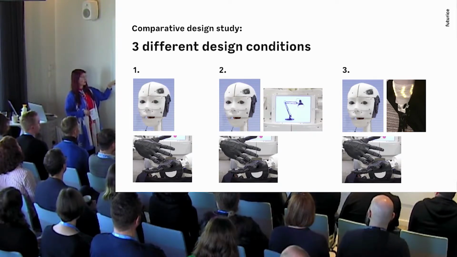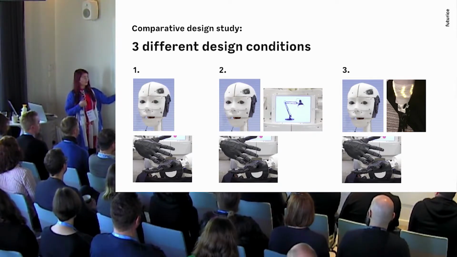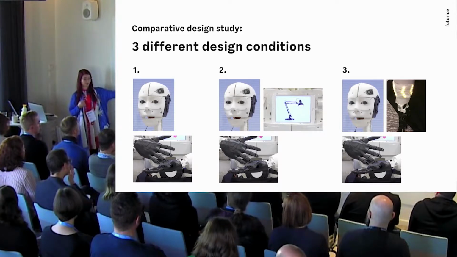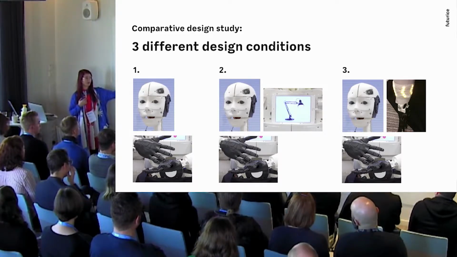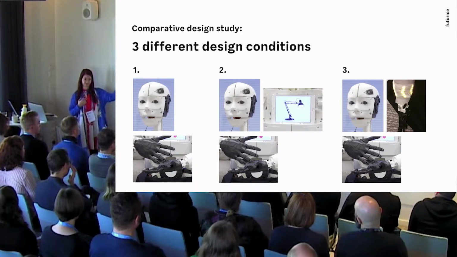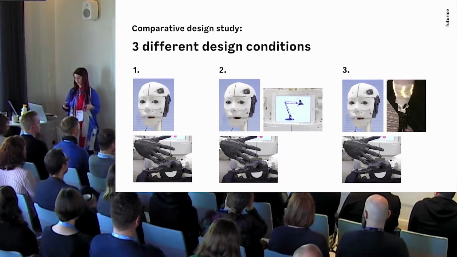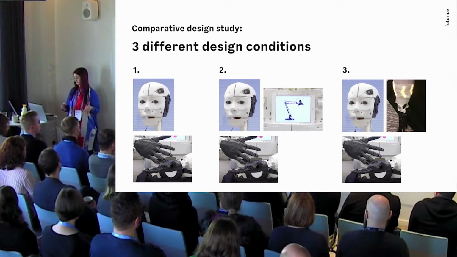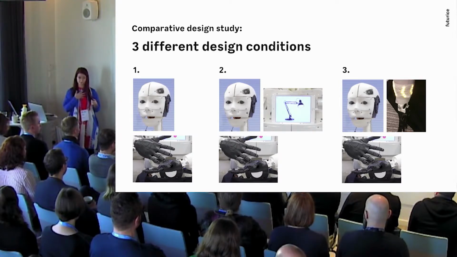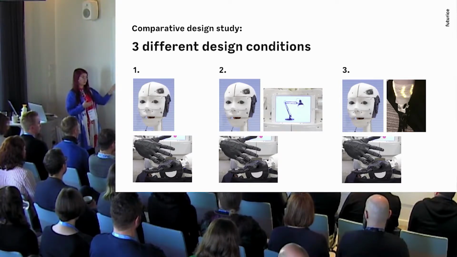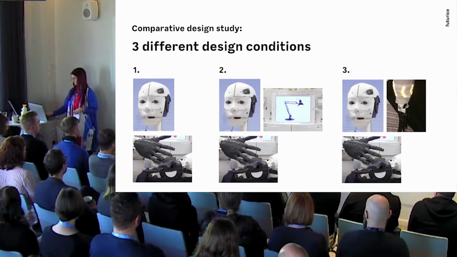So the robot was speaking and signing. It was speaking, signing, and showing a picture of the object that it's signing. And thirdly, it was speaking and signing and flashing some lights. So we wanted to see if a combination of communication methods, so if using the hands and an image, is better than these other methods.